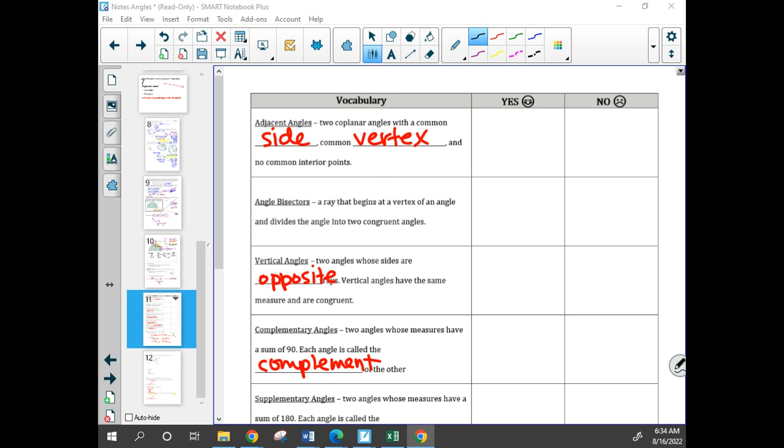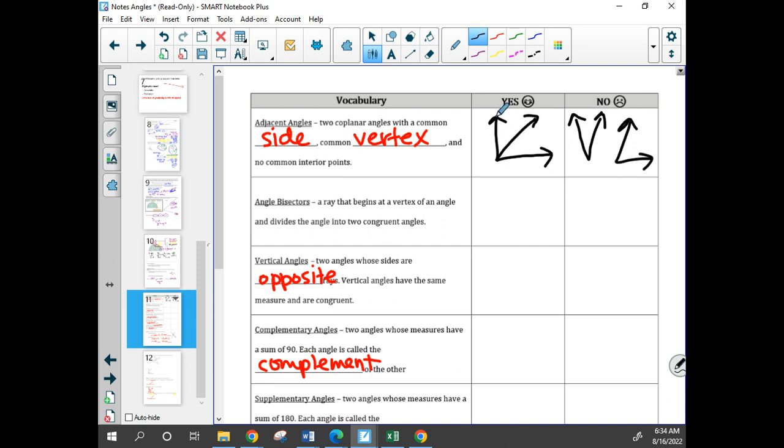Okay, peeps, just as a reminder of a couple vocab words we're going to use today and continuously. Adjacent angles are angles that share a side and a vertex, so they have to be touching. So in a diagram, that's what you're going to be looking for, something where they are sharing a side. Not sharing a side, not going to be adjacent.